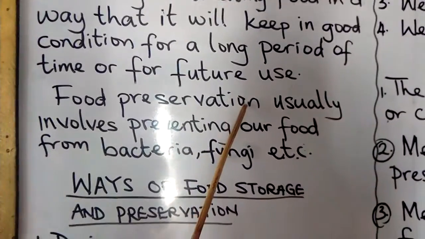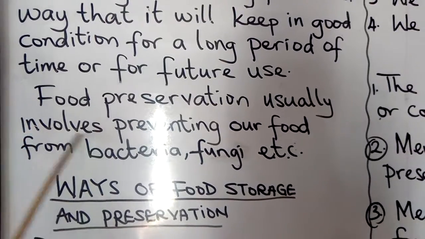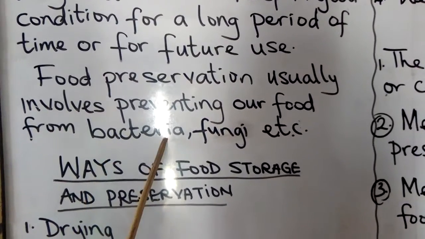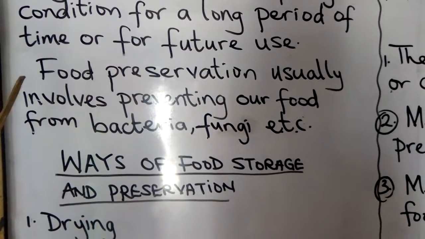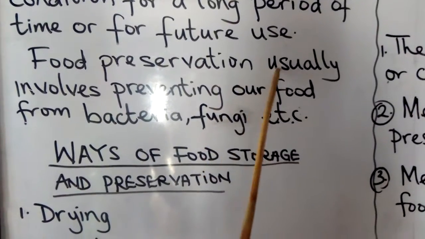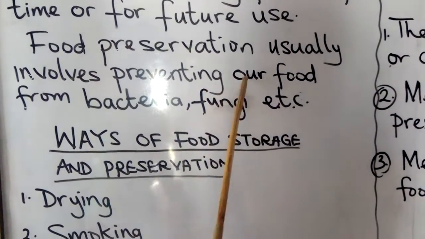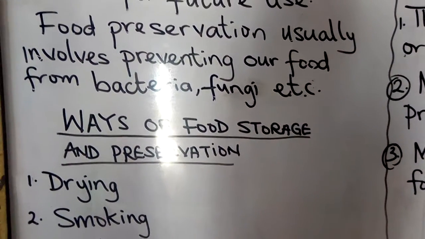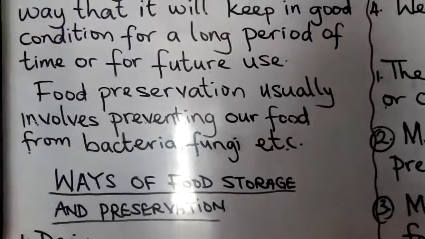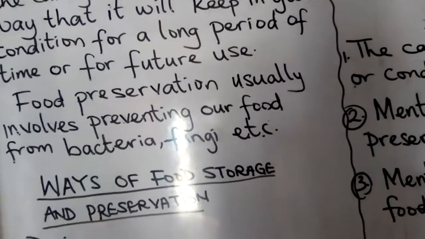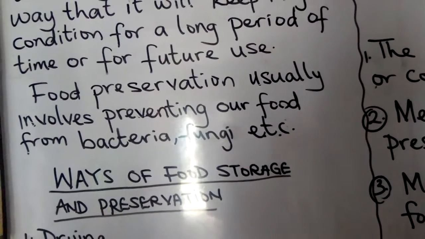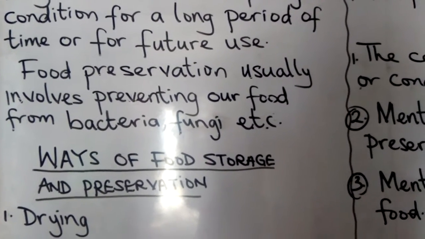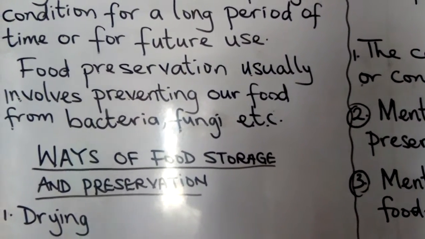Food preservation usually involves preventing our food from bacteria and fungi. You might be wondering, what are bacteria and fungi? Bacteria and fungi are organisms that can cause damage to our food.